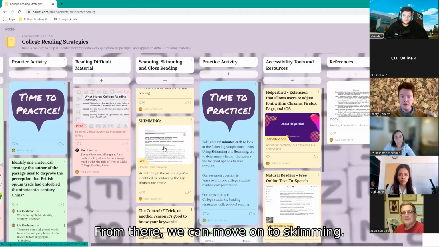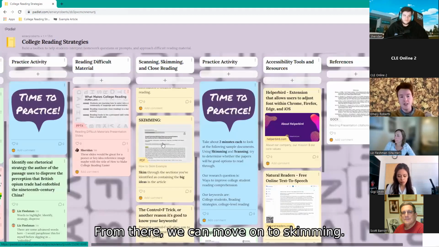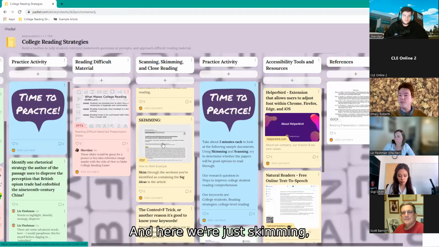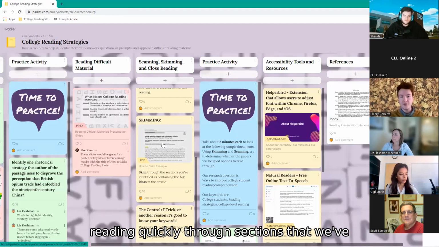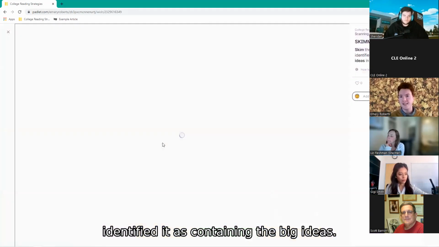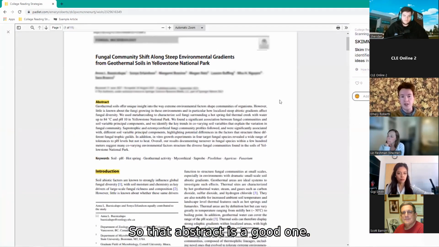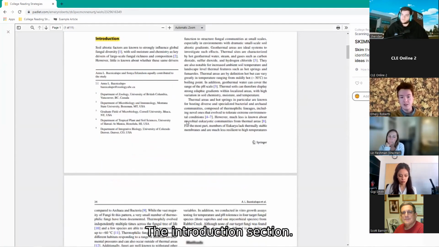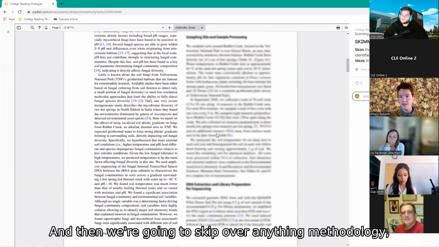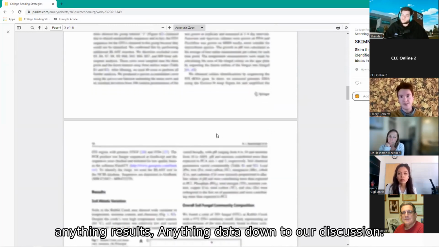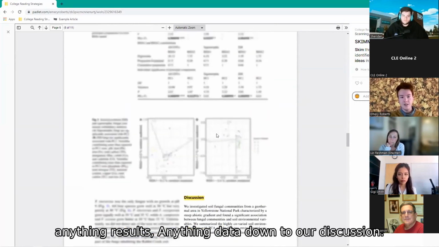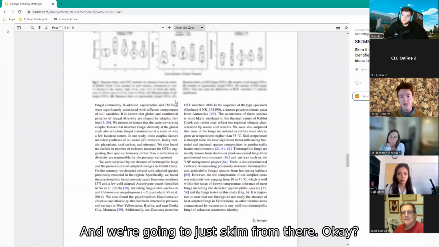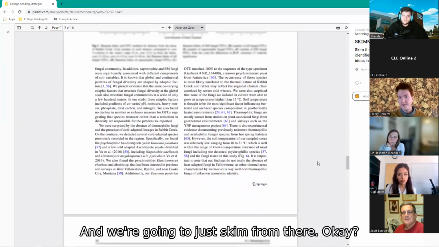So from there, we can move on to skimming. And here we're just skimming, reading quickly through sections that we've identified as containing the big ideas. So that abstract is a good one. Abstracts are always helpful. The introduction section, and then we're going to skip over anything methodology, anything results, anything data, down to our discussion. And we're going to just skim from there.